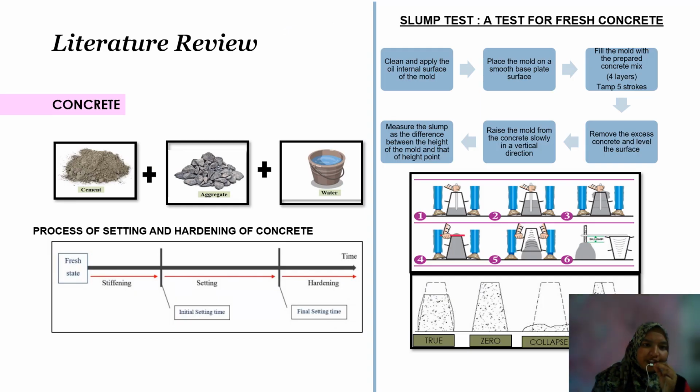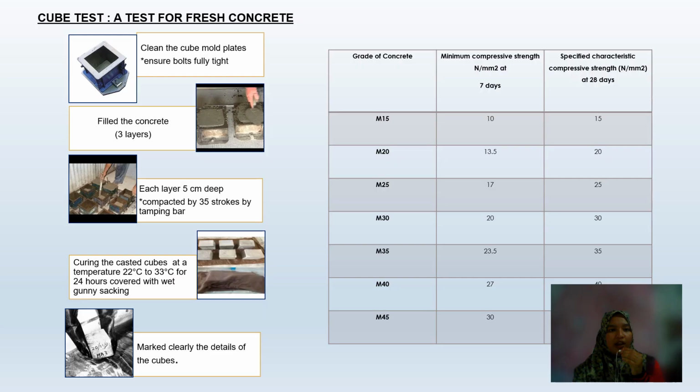Moving to the literature review. Concrete is a combination of cement, aggregate, and water. The process of setting and hardening of concrete starts with stiffening, then initial setting time to final setting time before it starts to harden. Therefore, there are two types of concrete tests: the slump test is to identify the workability of concrete, and the cube test is for the compressive strength of concrete according to the grade of concrete and the period of 7 or 28 days.